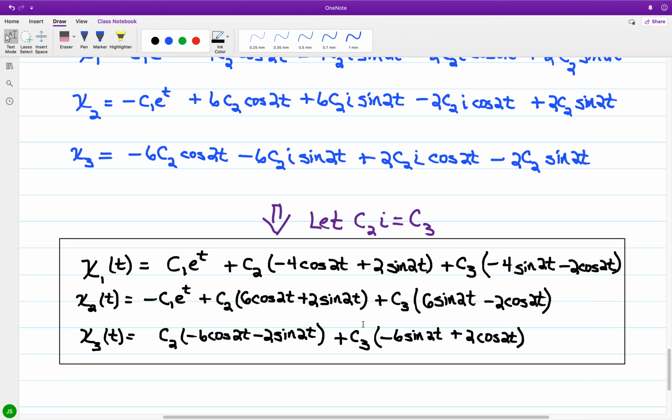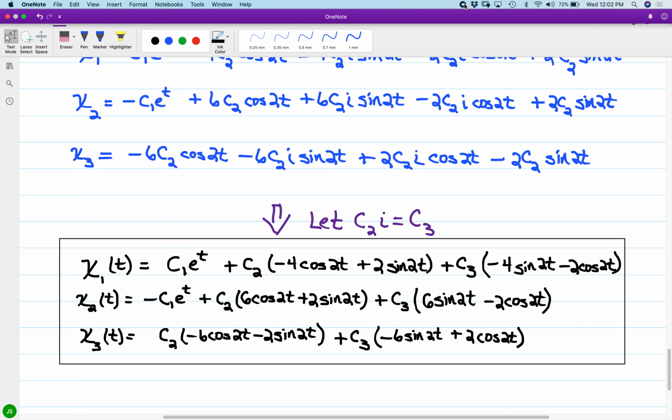And for x of 2 of t, we have -c1 e to the t plus c2 times the quantity of 6 cosine of 2t plus 2 sine of 2t, plus c of 3 times the quantity of 6 sine of 2t minus 2 cosine of 2t. And then last, as a general solution for x of 3, we have c of 2 times the quantity of -6 cosine of 2t minus 2 sine of 2t, plus c of 3 times the quantity of -6 sine of 2t plus 2 times the cosine of 2t.